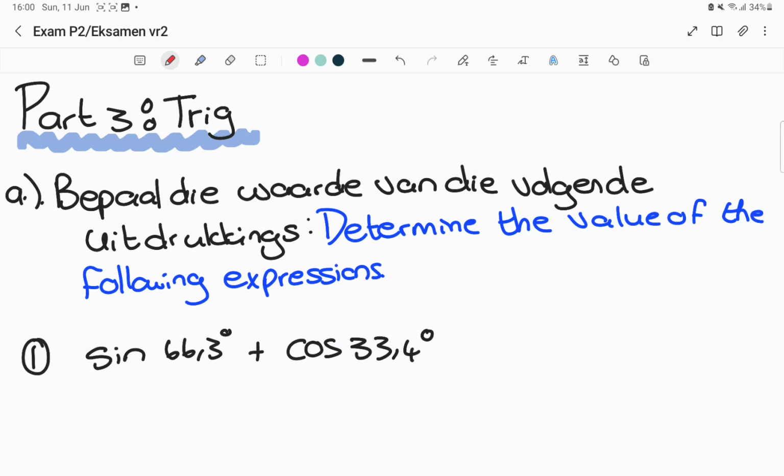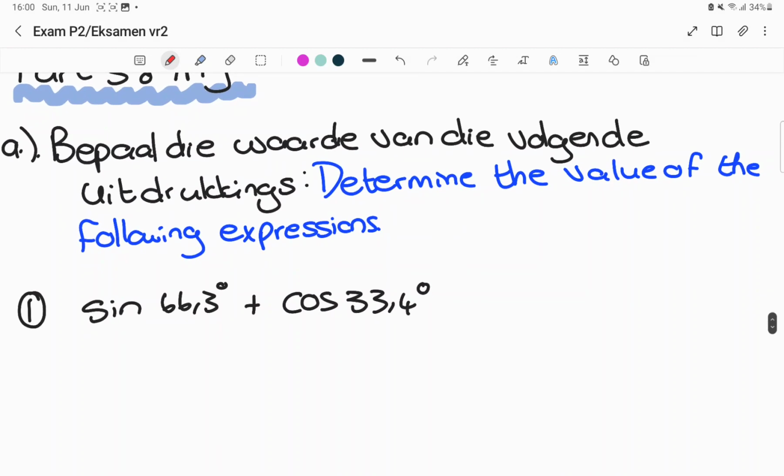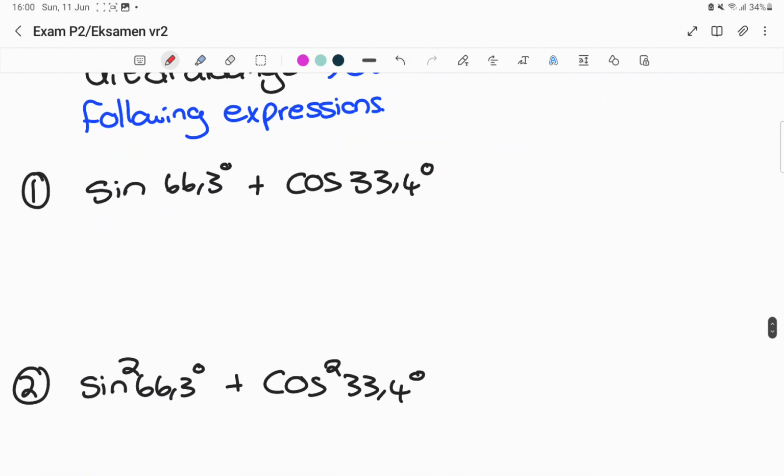So the question says, determine the value of the following expressions. Of in Afrikaans, bepaal die waarde van die volgende uitdrukkings. Alright, so these questions are quite easy. This is definitely where you have to get your marks. So question number 1, they say sine 66,3 plus cos 33,4.